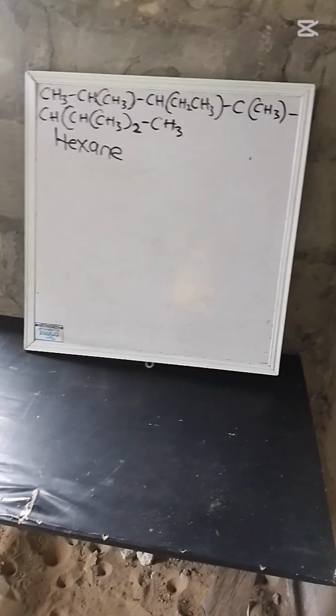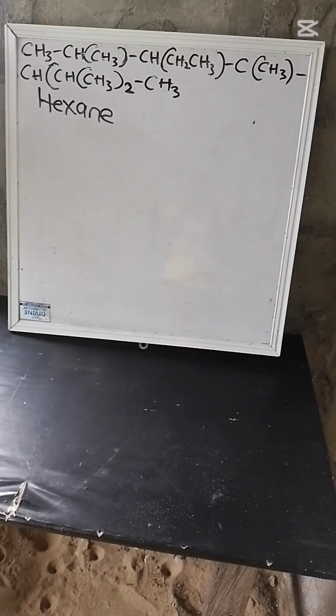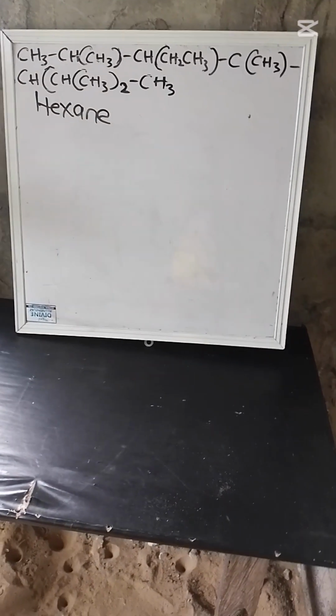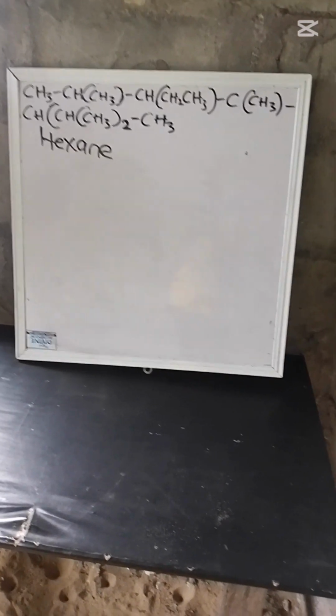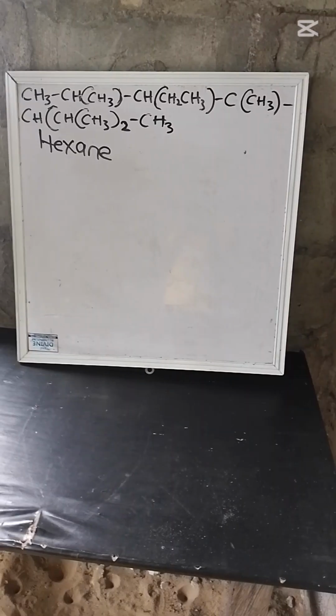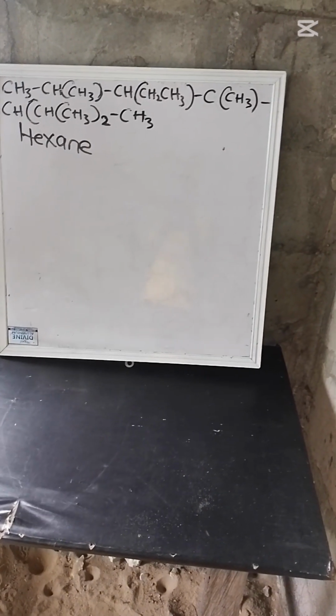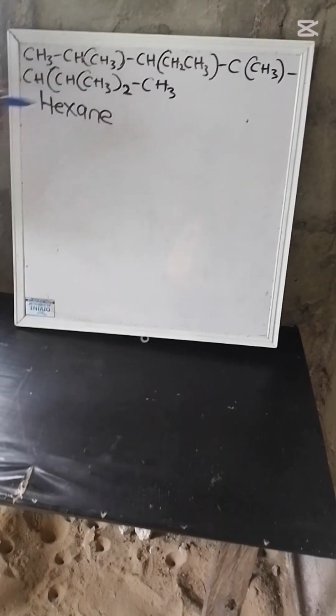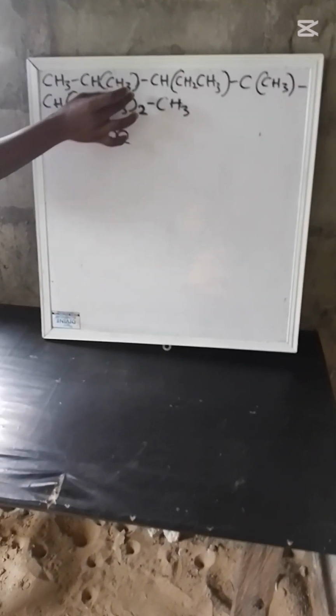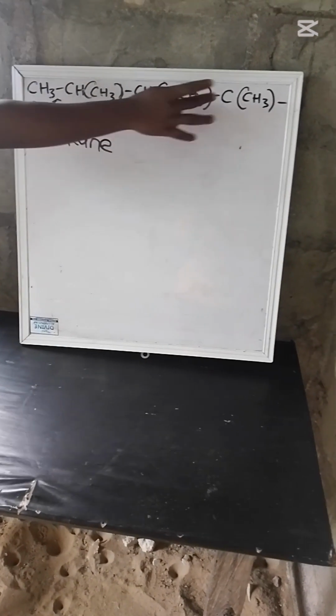Moving on, we have to number what? The carbon chains. In numbering the carbon chains, you have to know where to start counting from. Is it from my left or from my right? That is where this comes in. You have to know the one closest to the substituent. Now the substituents are these ones in the bracket, the ones carrying the branch.